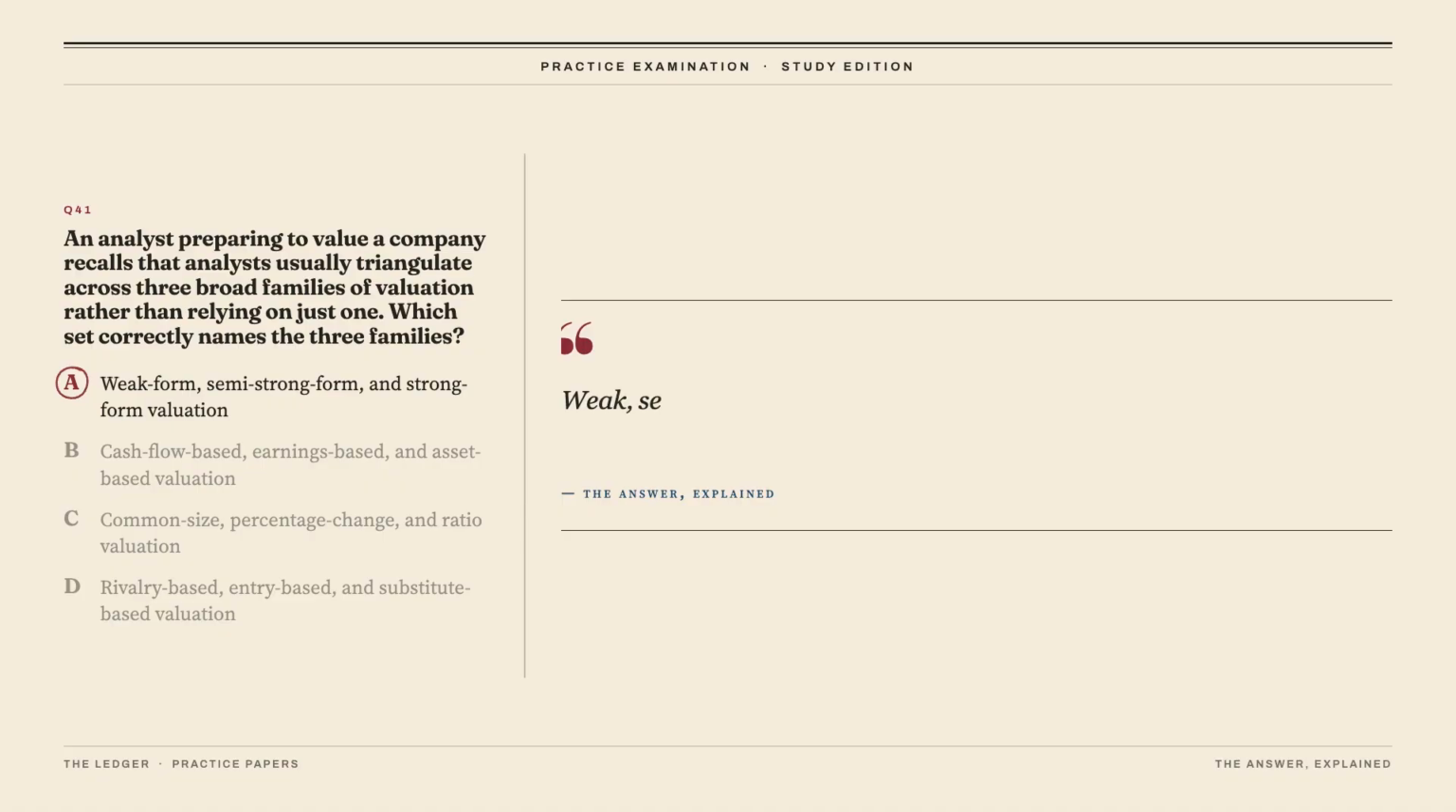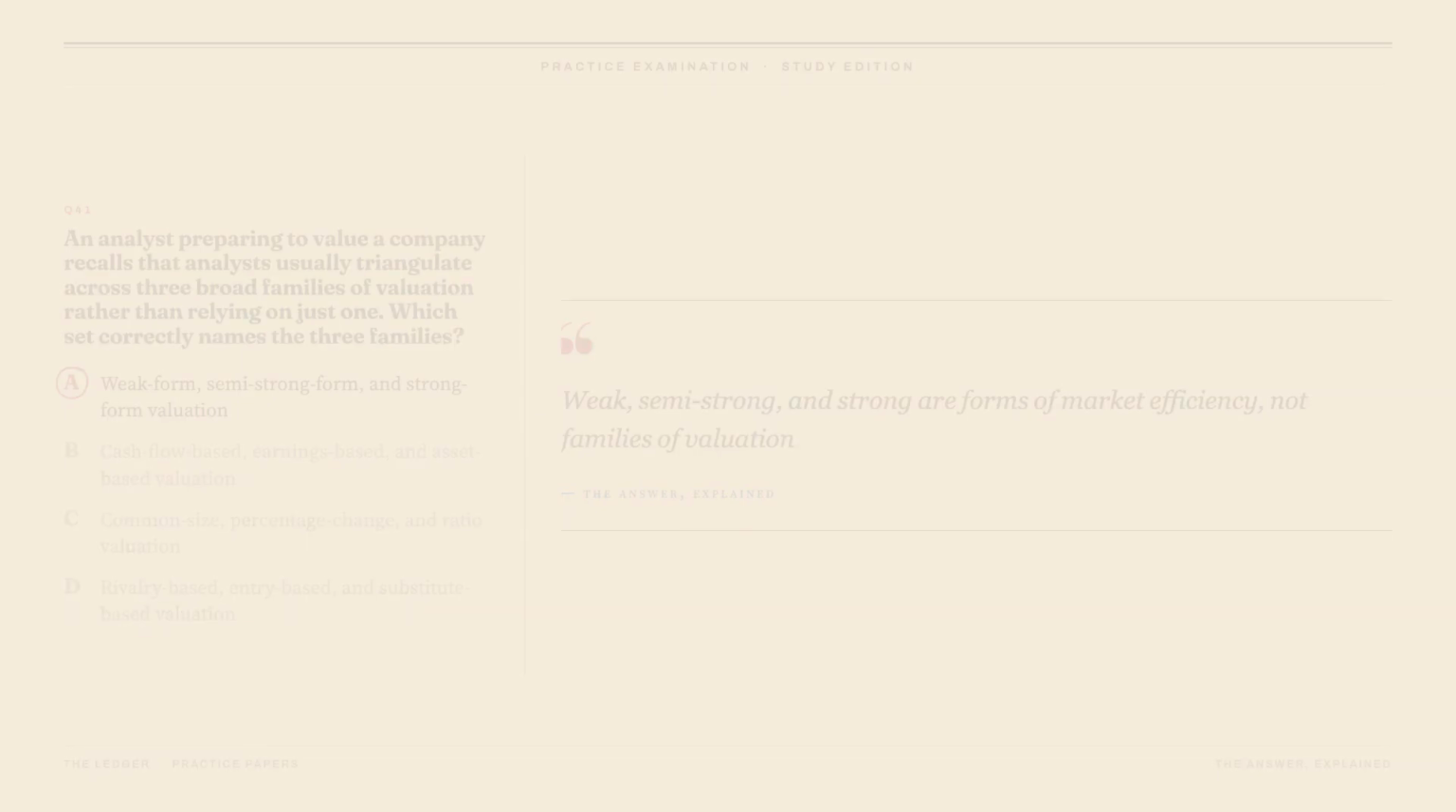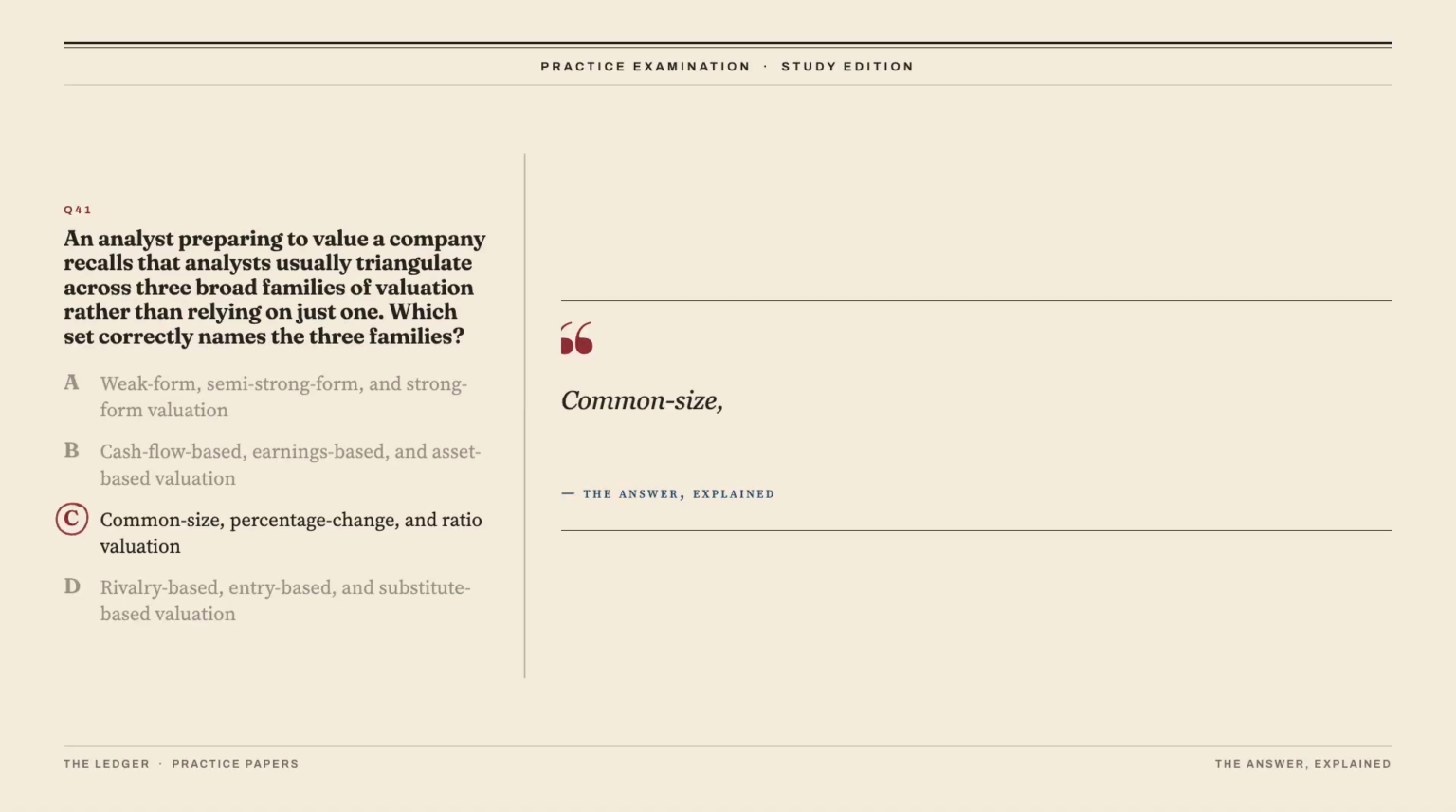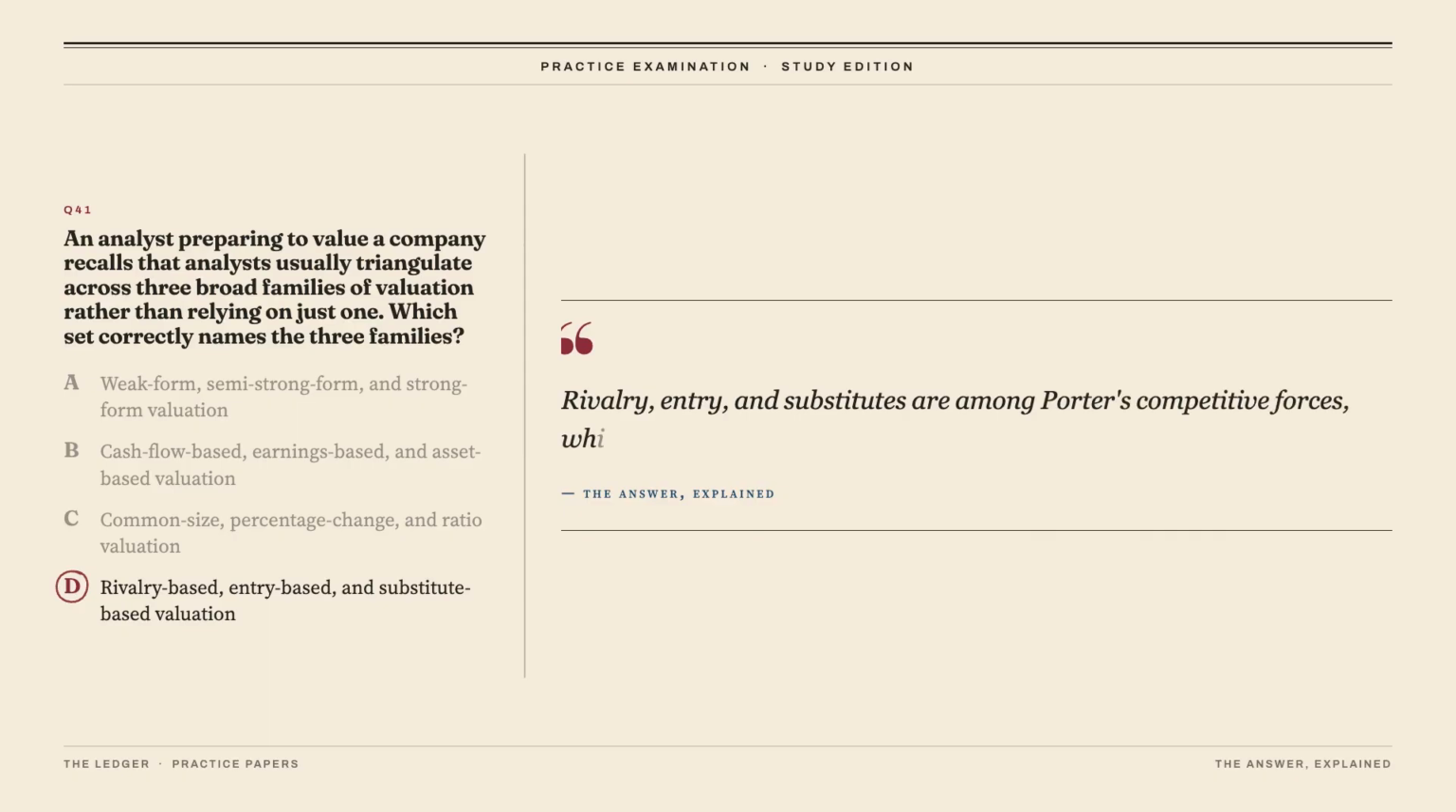A is wrong because weak, semi-strong, and strong are forms of market efficiency, not families of valuation. C is wrong because common size, percentage change, and ratio analysis are the three Step 4 diagnostic tools, not valuation families. D is wrong because rivalry, entry, and substitutes are among Porter's competitive forces, which belong to Step 1 rather than to valuation.